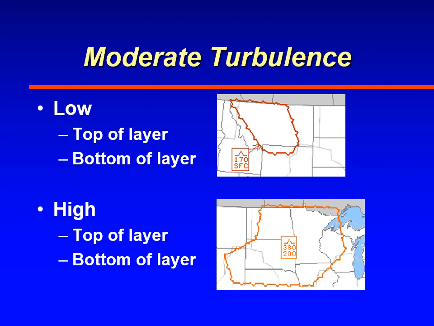The graphic at the bottom shows higher level turbulence going from flight level 200 up to flight level 380. And of course, the symbol tells you that it's moderate turbulence.